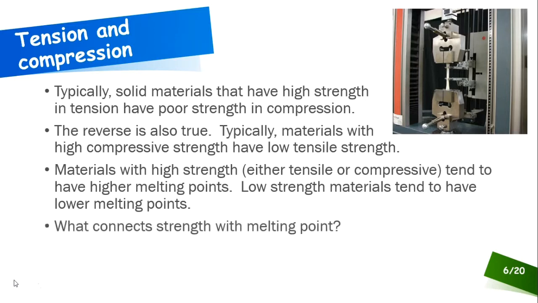Well, what would connect the two together? Why would a low-strength material tend to have a lower melting point? And the answer is crystal structure. Remember what we said before: crystal structure determines mechanical properties. Crystal structure determines thermal properties. So the two are related through the crystal structure. How the atoms are arranged microscopically determines how the material behaves macroscopically.